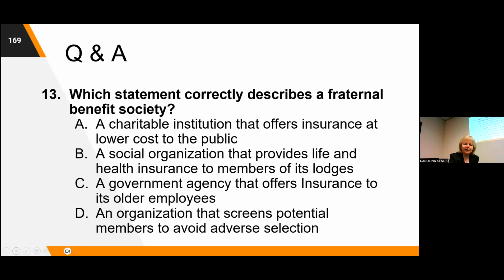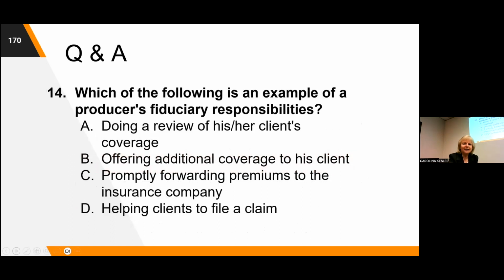Which statement correctly describes a fraternal benefit society? Looking for members, right? There you go. A social organization provides life and health insurance to its members. Which of the following is an example of producer's fiduciary responsibility? Look for premiums.